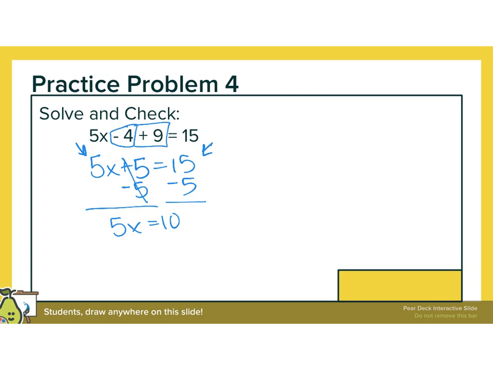Last step, get this variable by itself by dividing both sides by 5. I think x is 2.